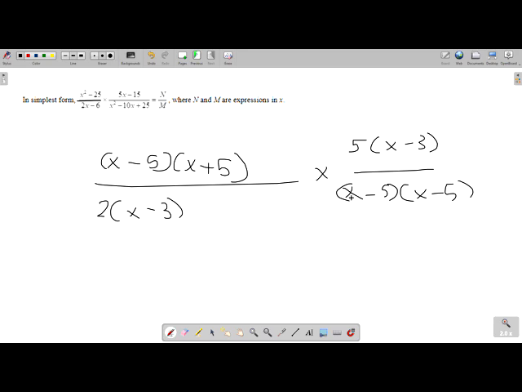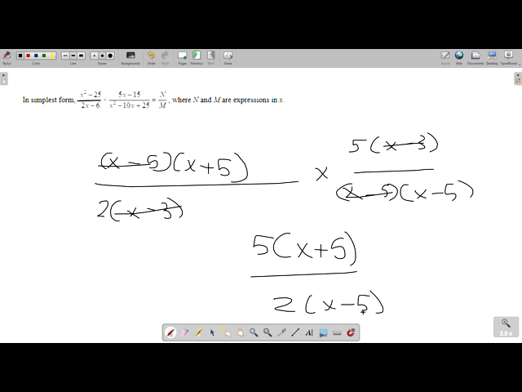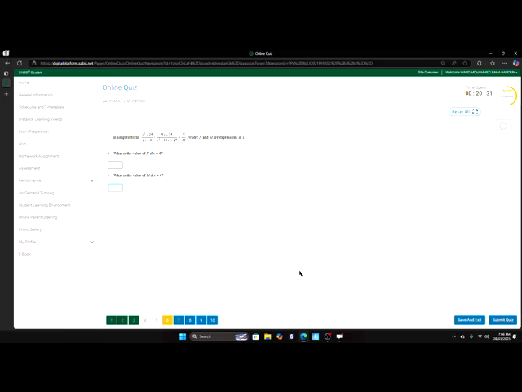Now we're going to cancel quickly, x minus 5 and x minus 5, and 2x minus 3, 2x minus 3. So the answer is going to be 5x plus 5 over 2x minus 5. Okay? Is it 2x minus 5? Is it 2x minus 3 actually? Yeah, okay. I was getting worried. So here, we found the answers, okay?